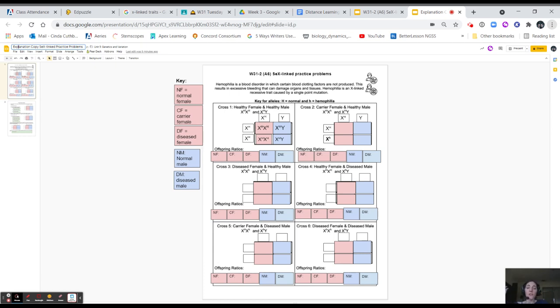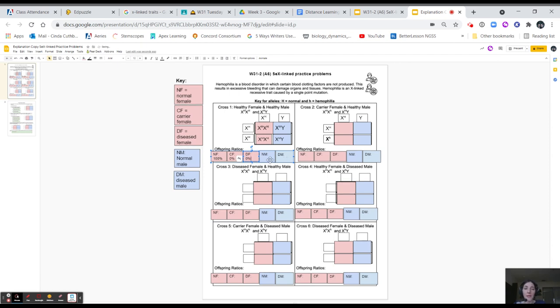All right, so let's fill it out. Of my females, I have no diseased females, so 100% of my females are going to be normal. Of my carrier females, I have no females that are carriers. So 100% of my females are normal. Carriers are 0%. There's no carrier females. Every female has two big H's with their X's, so they don't carry the recessive allele. And diseased female, again, 0%.